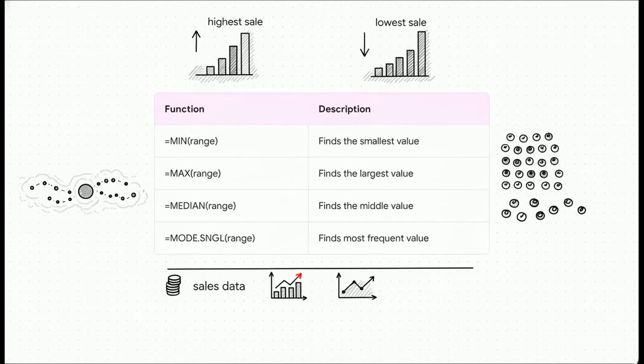Next up, let's add some basic but super powerful statistical tools. MIN and MAX are awesome for finding the range of your data. What was your single biggest sale? MAX has you covered. What was the smallest? That's MIN. Now, MEDIAN is incredibly useful. If you have a few massive sales that might throw off your average, MEDIAN gives you the true middle point. And MODE? It just quickly tells you what's most popular, like the most common product price.